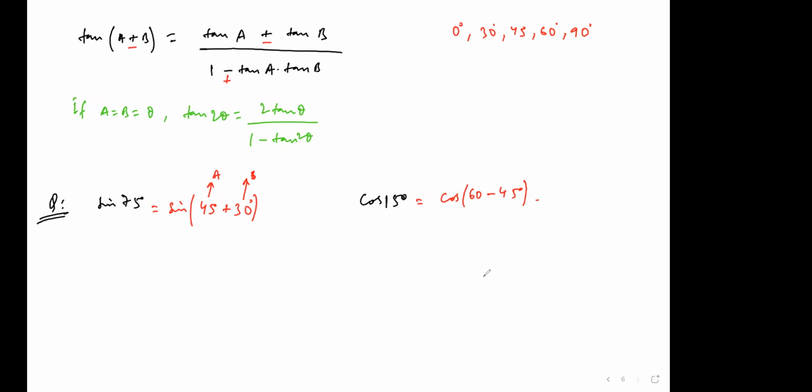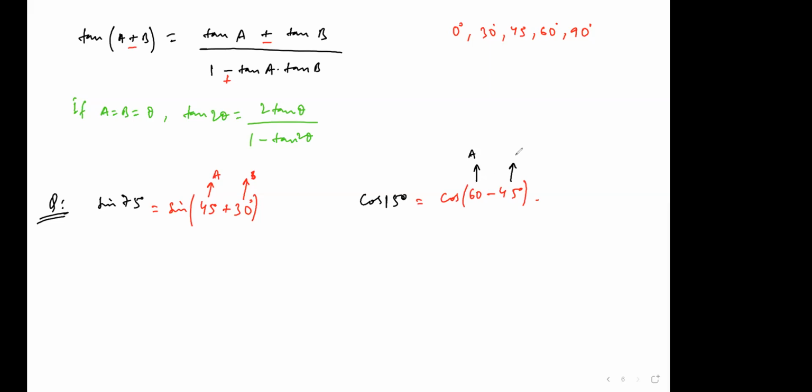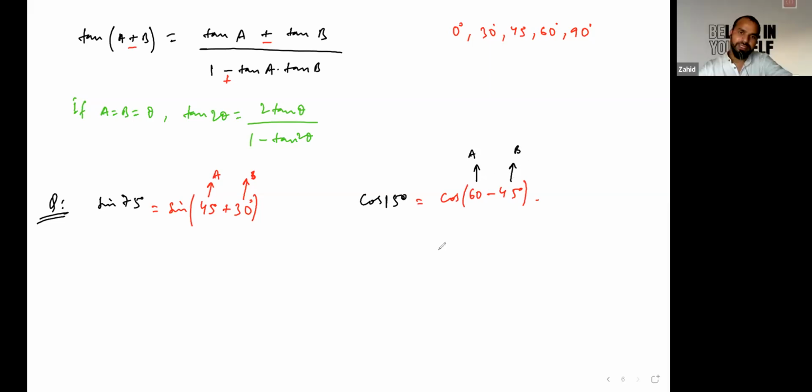Yes, sir. So here, for 60 degrees, we would use the A formula. So 60 degree would be A and 45 degree would be B. As we have learned, cos of A minus B is equal to cos A times cos B plus sine A times sine B.